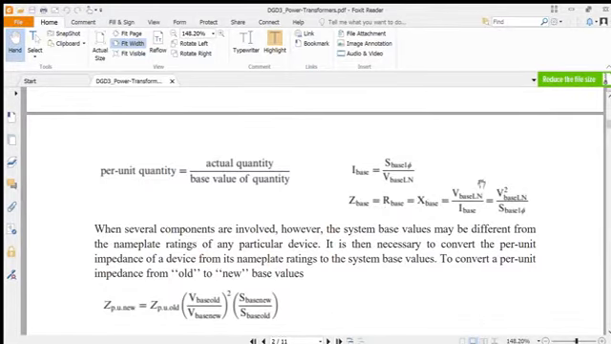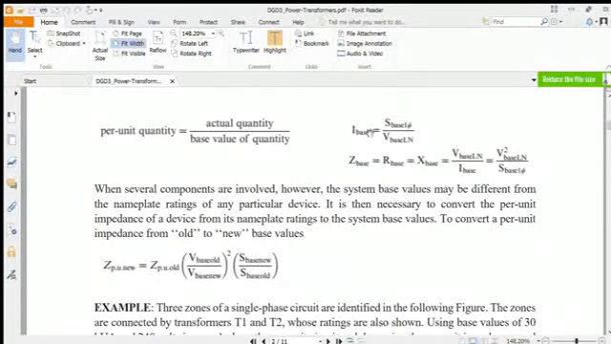So Z base can be expressed as V base over I base, and it can also be expressed as V base squared divided by the volt-ampere rating. It's just a formula, and we need it to do some maths on power transformers.